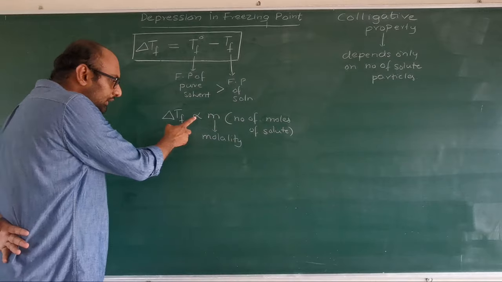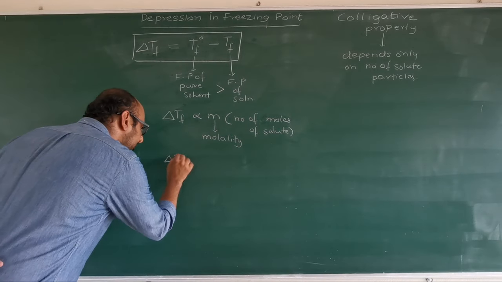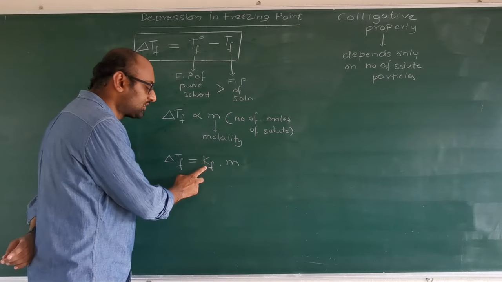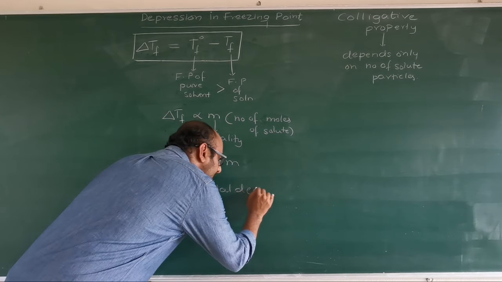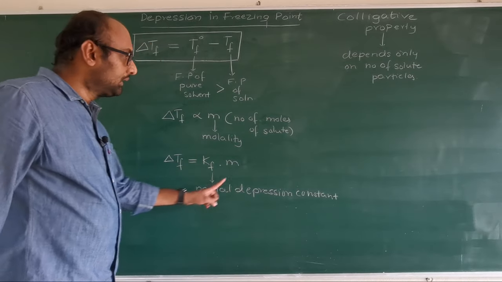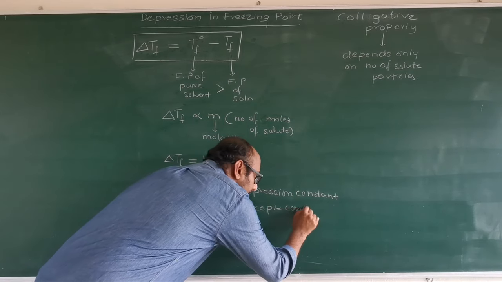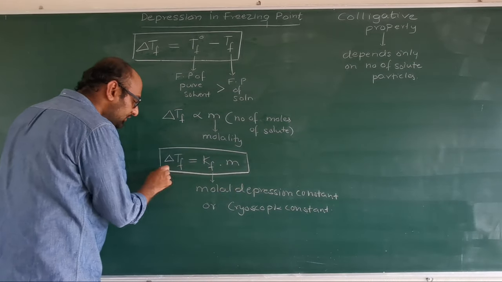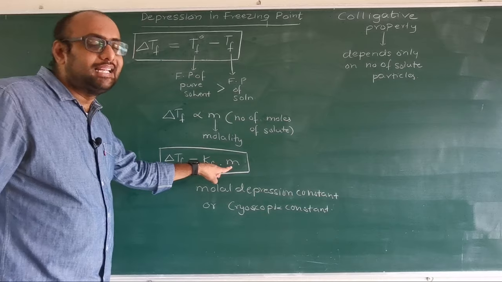Now, if you want to remove this proportionality symbol, you have to introduce a proportionality constant. So, delta Tf will be equal to Kf multiplied by molality. Now, I am introducing a constant here that is called Kf. Here, Kf stands for molar depression constant. It is also called cryoscopic constant. So this is the second mathematical expression for depression in freezing point. Depression in freezing point is equal to cryoscopic constant multiplied by molality of the solution.